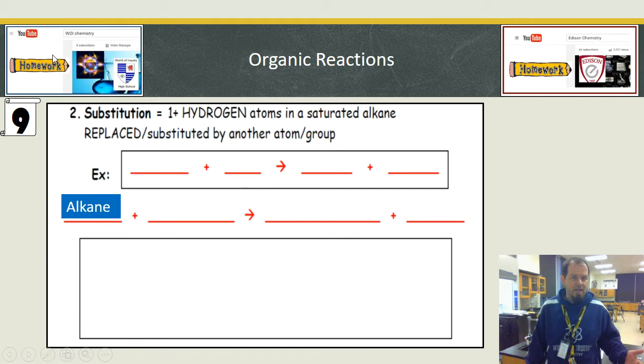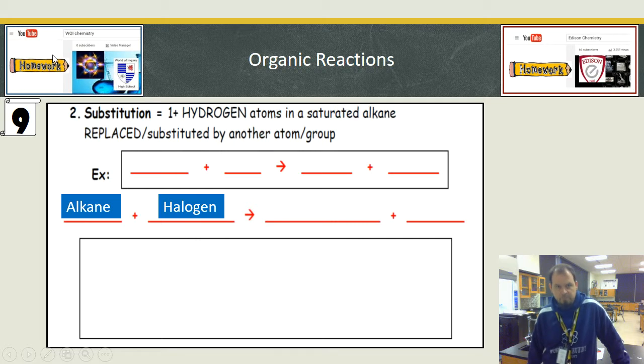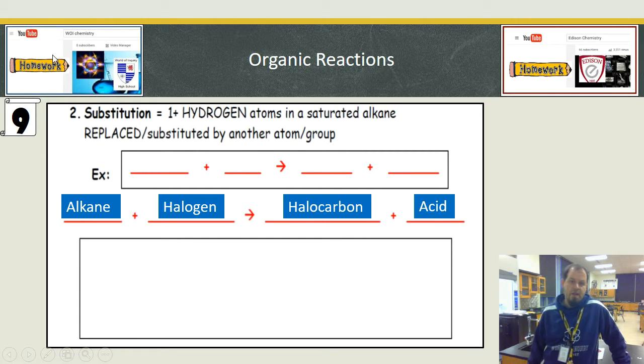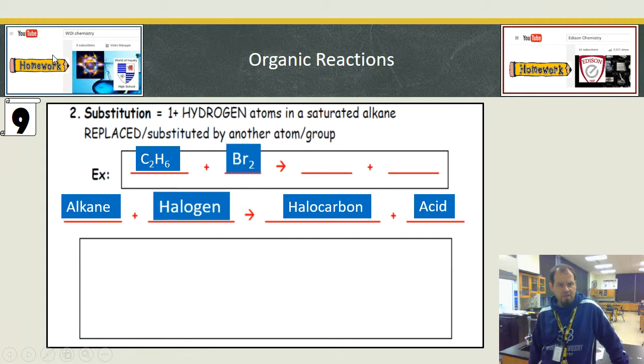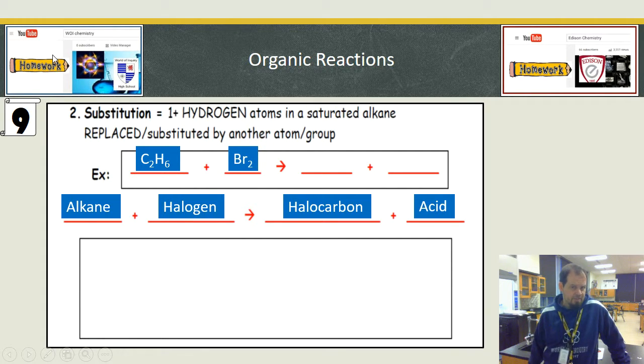So I'm going to need an alkane. I need a single bonded hydrocarbon, so I called it an alkane. I need that halogen again, so another diatomic group 17 guy. And then I'm going to make this thing called a halocarbon, which we learned in the last one, and an acid, because that H is switching out. So an example is now C2H6, an alkane, single bonded. I'm going to add bromine into it again so you can see what happens now.